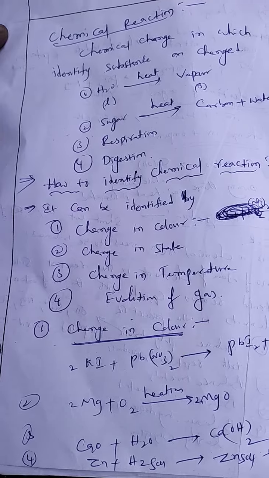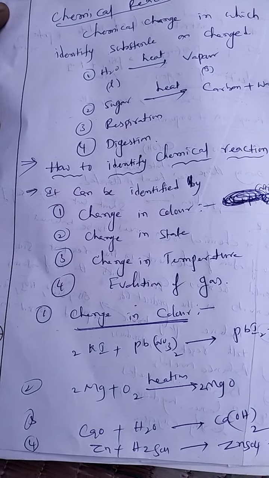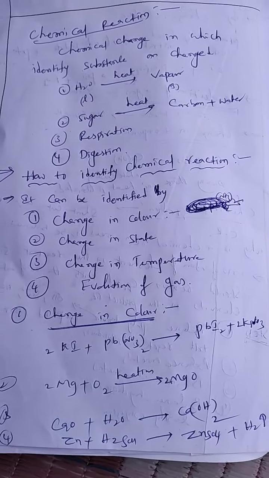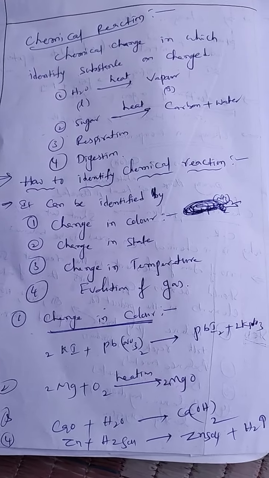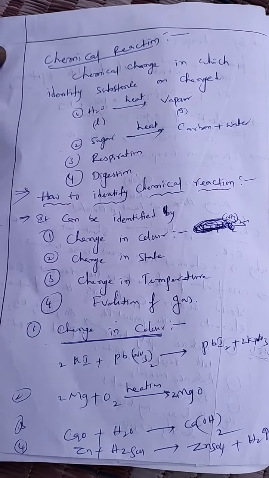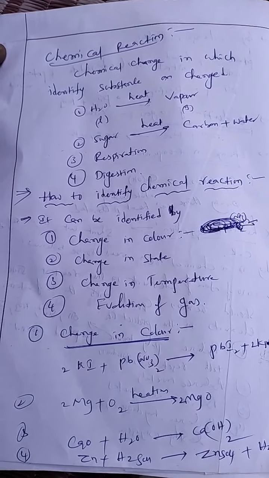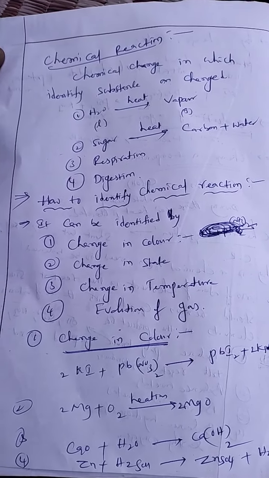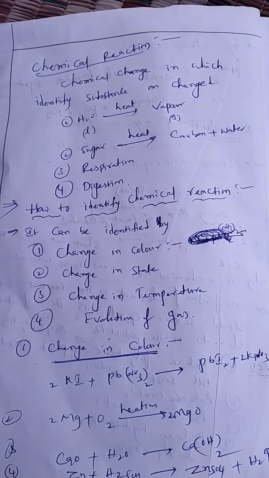And finally, evolution of gas. When a metal combines with an acid, it produces a salt and hydrogen gas. Zinc metal combines with sulfuric acid to form zinc sulfate and hydrogen gas. How to identify hydrogen gas? When a burning matchstick is brought near the gas, it puts off the burning splinter with a pop sound.